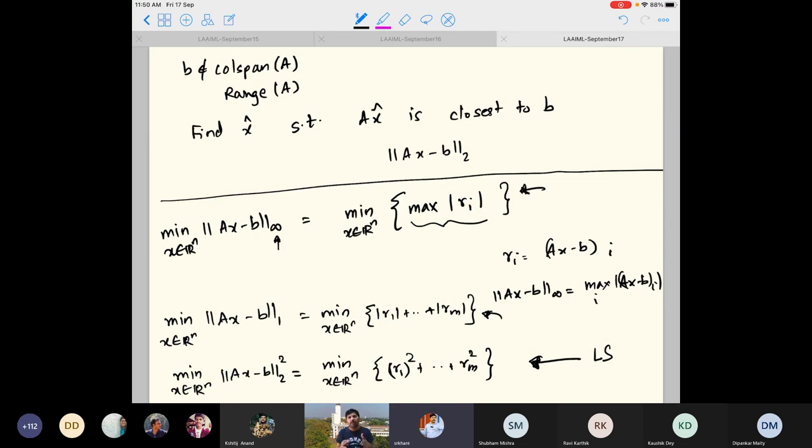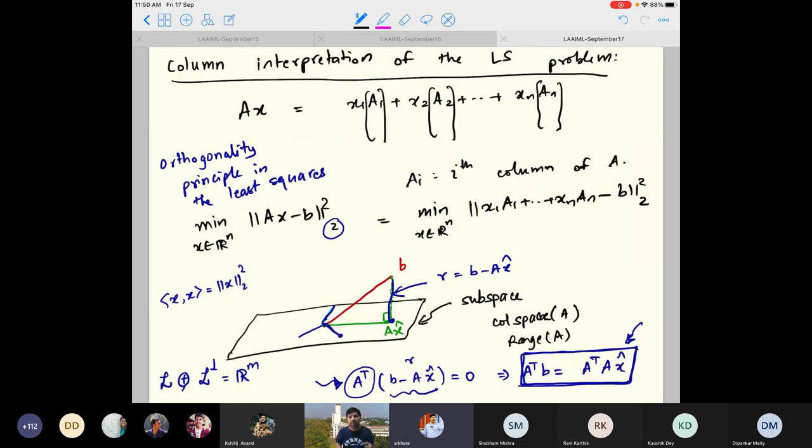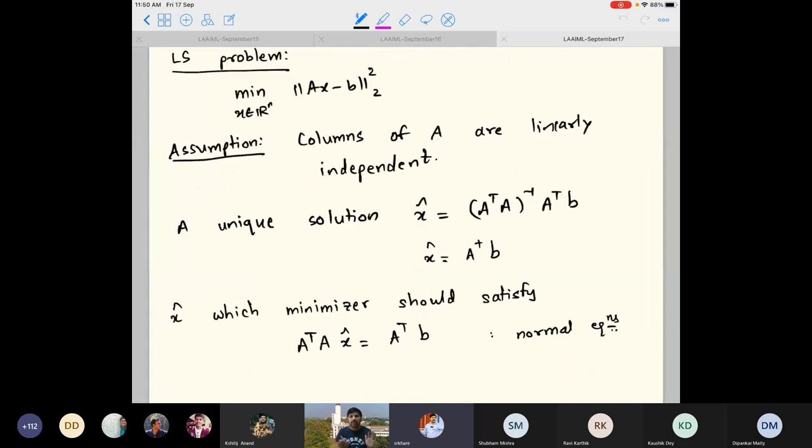So these are also different ways in which you could have decided to measure the closeness. And based on how you decide to measure the closeness, obviously the solution x hat will change. All these interpretations of orthogonality will also change. So this is something that you have to understand. This solution is only for when you consider the two norm, right?